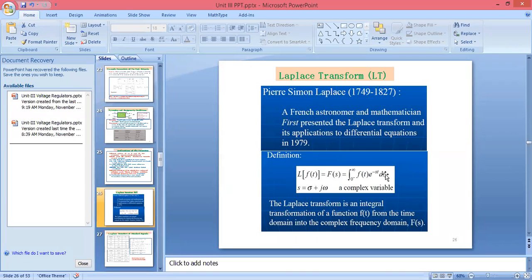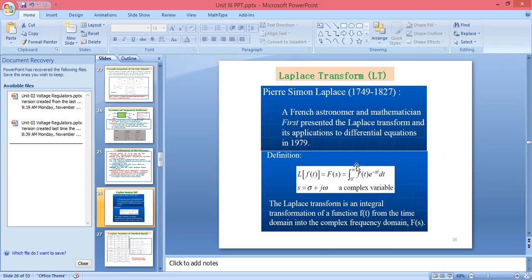It will get as it is. And the integration of e to the power minus st, we know what the integration of e to the power minus st is: minus s of t upon minus s. So what will be the value? e to the power minus st upon minus s.